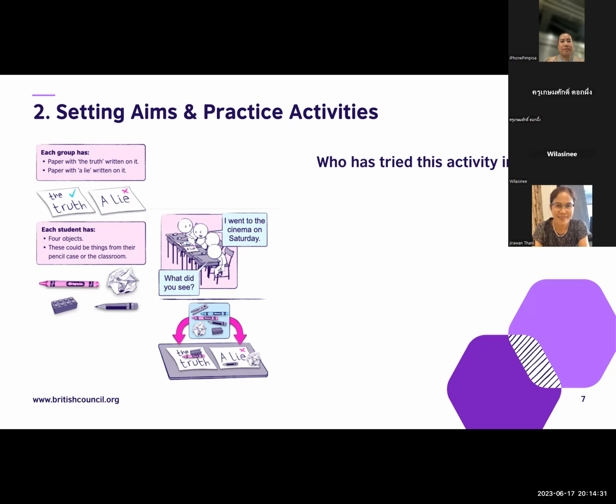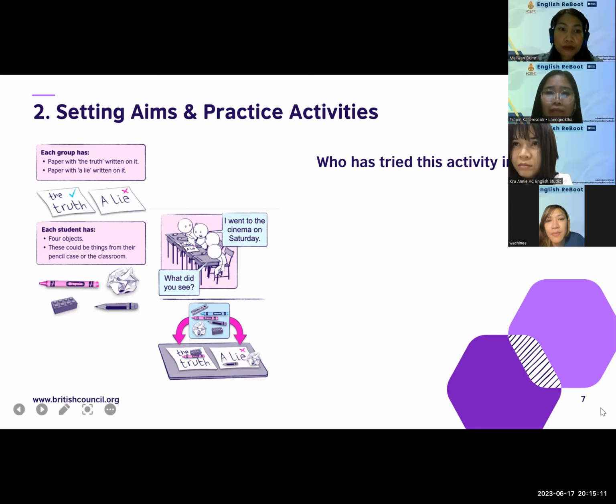Ajahn Pimpisa, from the pictures in the slide, what grammar did they use? Is it the present tense or past tense? What do you think? Ajahn Pimpisa, can you hear us? She said in the chat box that she's on the MRT in Bangkok. Right, thank you, I see that. Great, okay. Ajahn Wanchiri, what do you think? Do they use past tense or future tense in the activities from the template here?